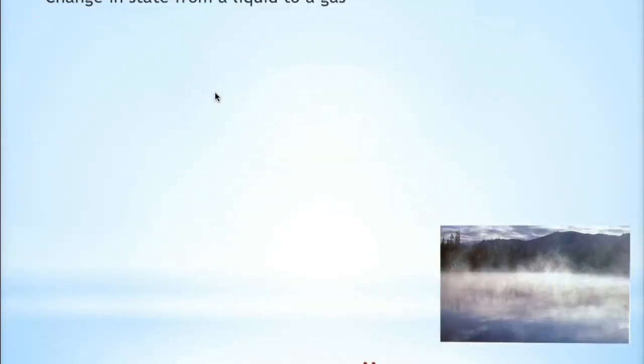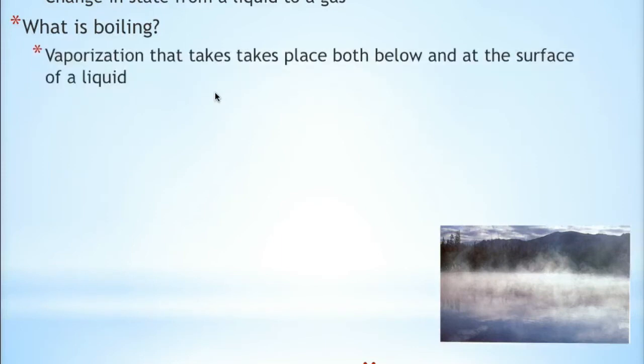Boiling water. What is vaporization? Remember, this is the overall term. That's any change in state from a liquid to a gas. And then we've got specifics. We have evaporation, which is just on the surface, and boiling takes place both below and at the surface of a liquid. So it's going to be both. You're going to have the bubbles that are formed.